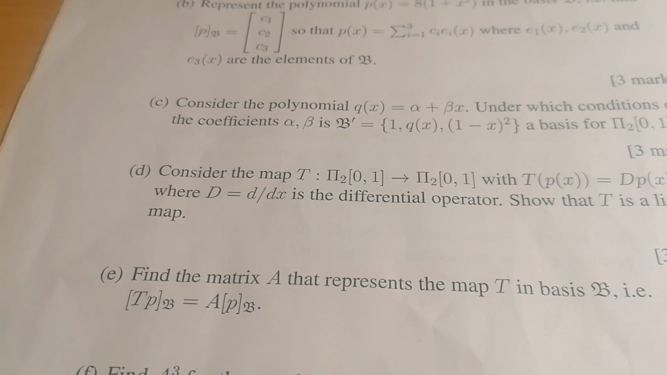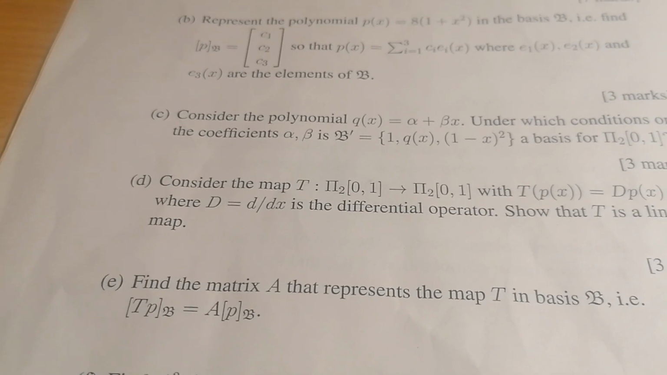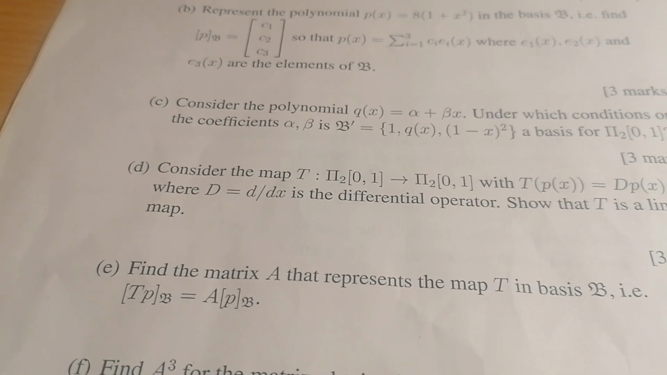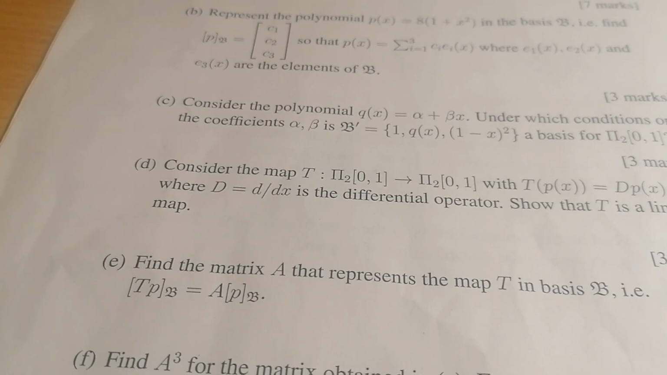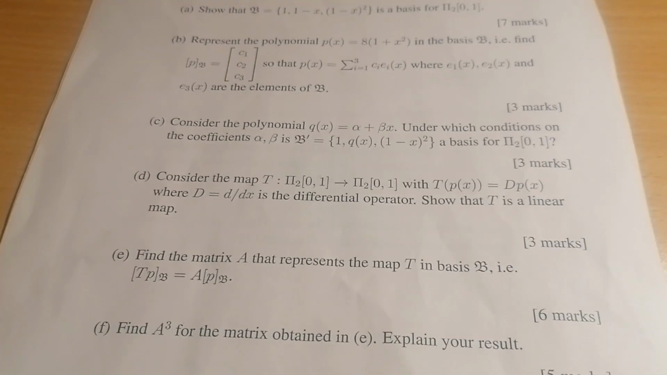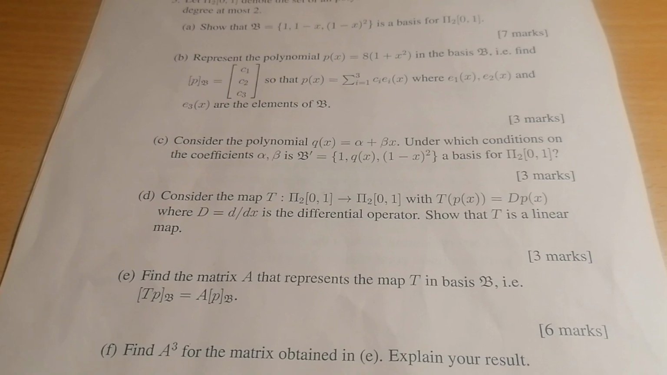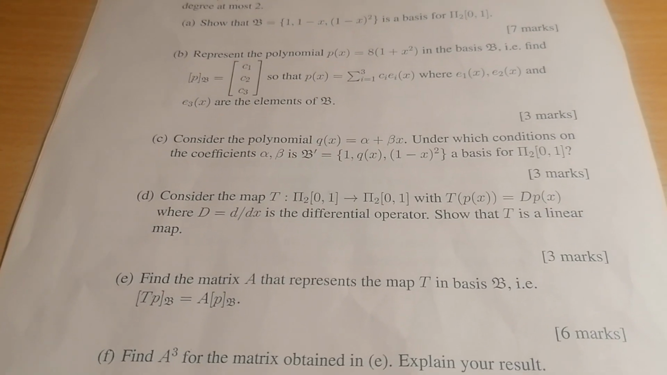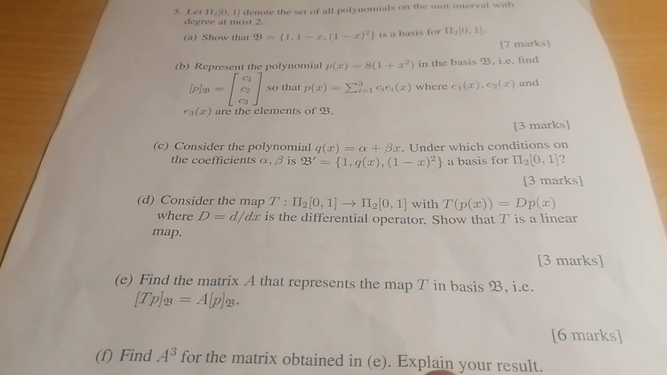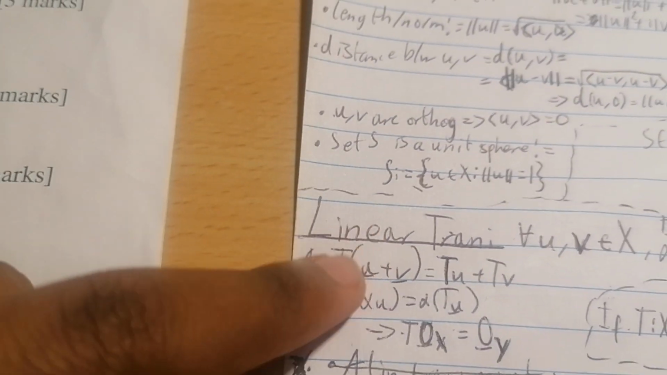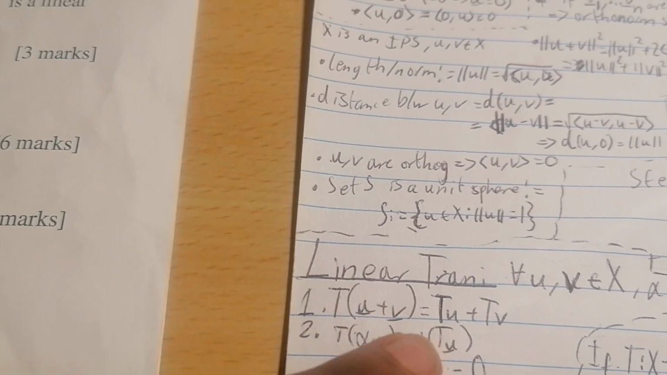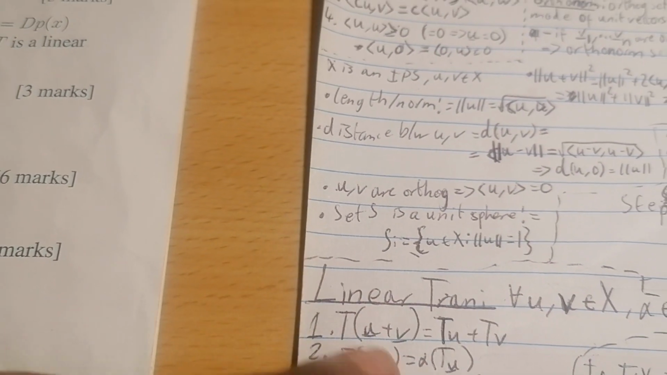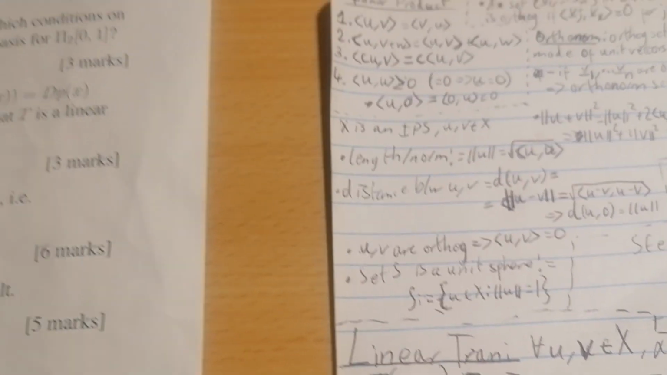Now, in class, we used the phrase linear transformation, not linear mapping, so I was a bit confused there. I ended up just proving that it was a linear map. I used the rules for linear transformations, that T of u plus v must equal Tu plus Tv, and this. I proved these two in the general case.